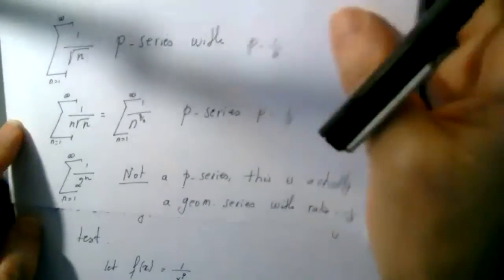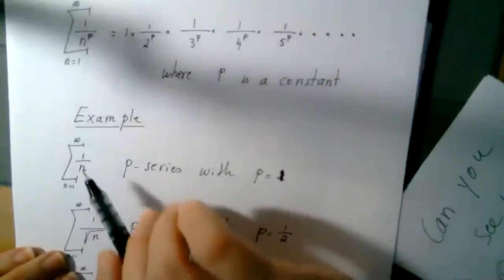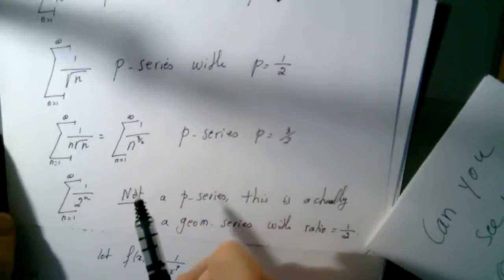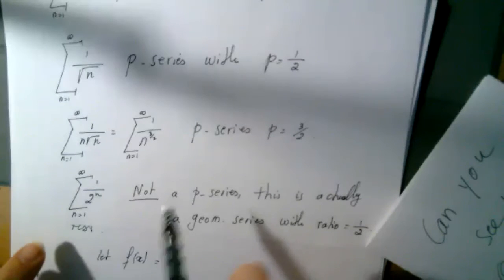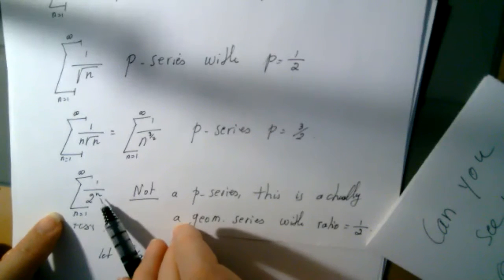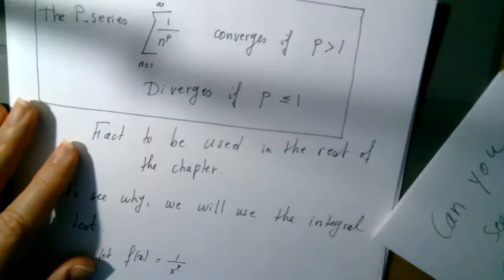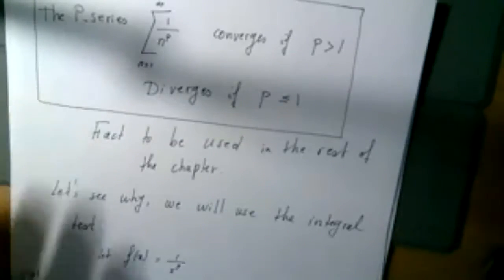So we always have to know what we're working with. In a p-series, the power is fixed. The power is a constant, like the power a half, or the power 3 halves. In a geometric series, the power is actually the variable. That's really what's happening in this case. Now, p-series are going to be useful for us, so we will know when they converge and when they diverge.